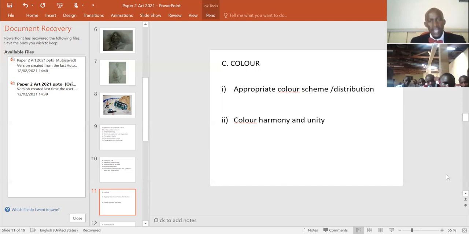And then the use of color to create harmony and unity. By looking at your graphic design work, does the color tend to create harmony and unity? Those are some of the fundamental questions that you're supposed to be asking yourself when handling color. The same goes for when you're handling a painting in alternative A or section A of paper 2. The way you use color matters a lot, and it is what gives you scores as far as this paper is concerned.